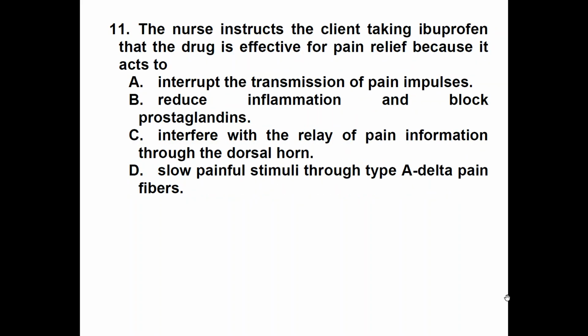11. The nurse instructs the client that the drug is effective for pain relief because it acts to: the answer is B, reduce inflammation and block prostaglandins. So, of course, that's what I mentioned. NSAIDs act primarily at the periphery at the receptor site, where NSAIDs serve an anti-inflammatory function and, of course, prevent the production of prostaglandin.